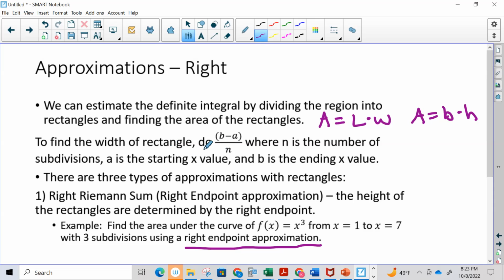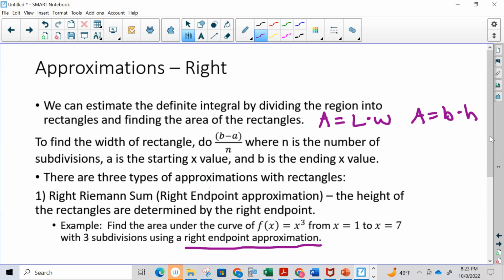For the width of the rectangle, no matter what type we do, we find it by doing b minus a, which are those bounds on the integral, and dividing by n. N is the number of subdivisions, a is the starting x value, and b is the ending x value. The number of subdivisions and a and b have to either be told to you specifically in the problem, or they write it with the integral symbol and put the a and b on there.